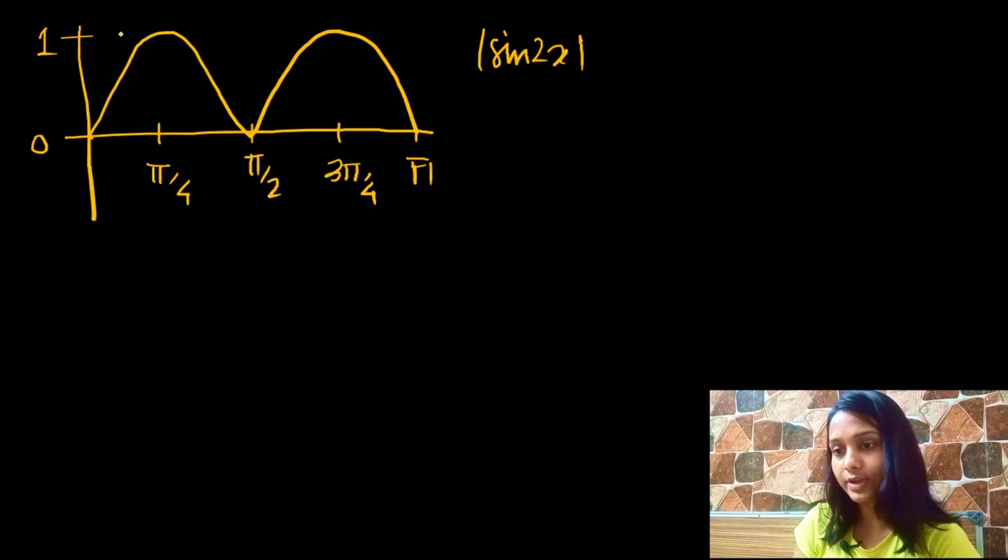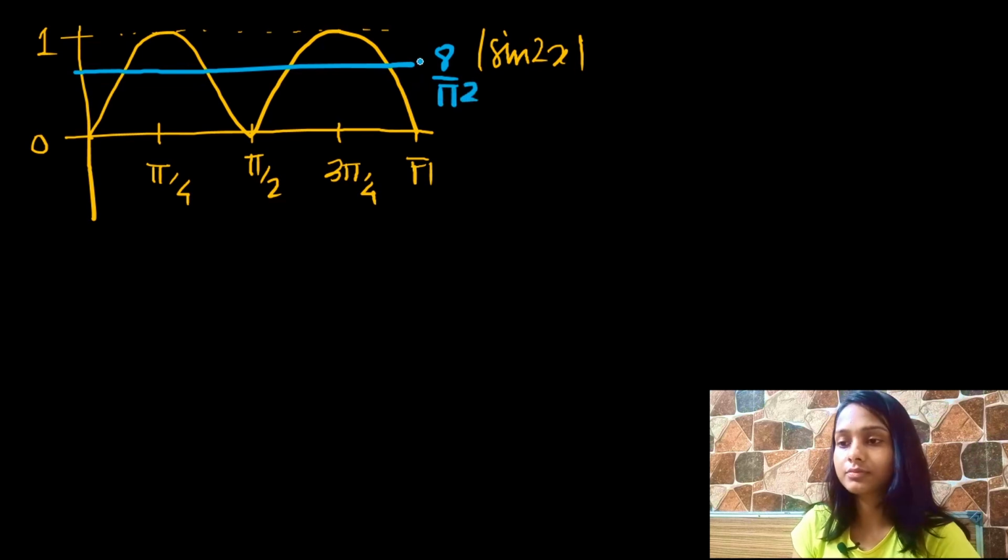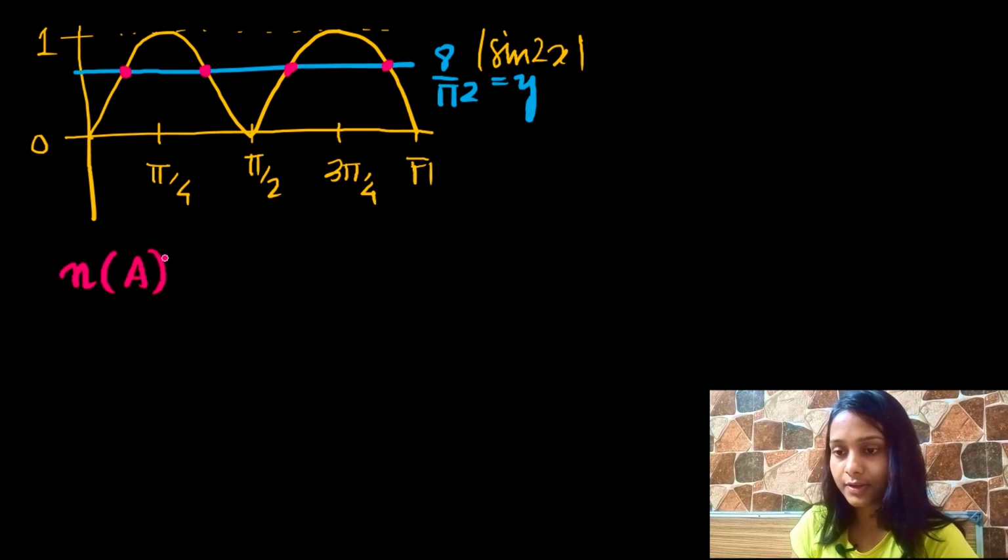So this value is 1, this value is 1, so somewhere here we have this 8 equals pi square. Okay, y equals 8 equals pi square. So this value, and this. So n of A, the number of elements in the set A, will be 4, and all those 4 values are obviously less than 1.